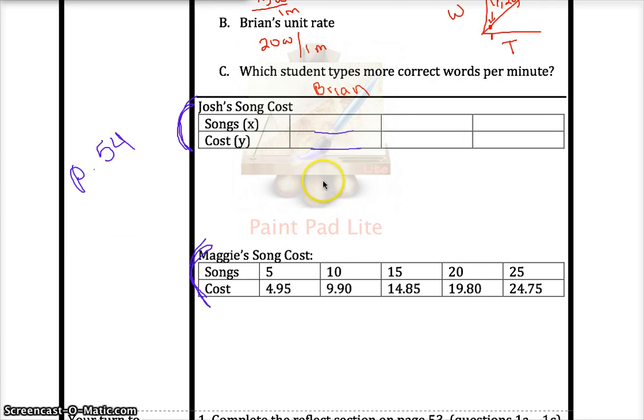All right, so the first thing that we need to do is to find the unit rate for both Josh and for Maggie. And remember that the unit rate for functions is the same thing as slope, or m. And you can write either slope or m, it's your choice. But that's just going to help you be able to figure out these problems.